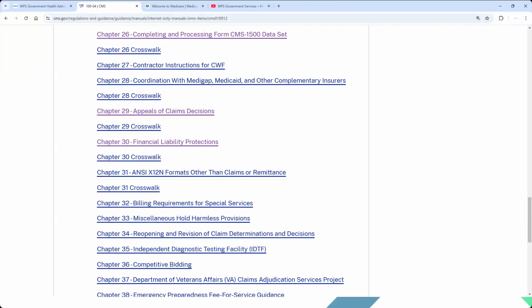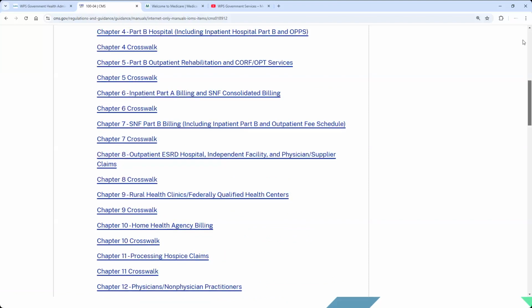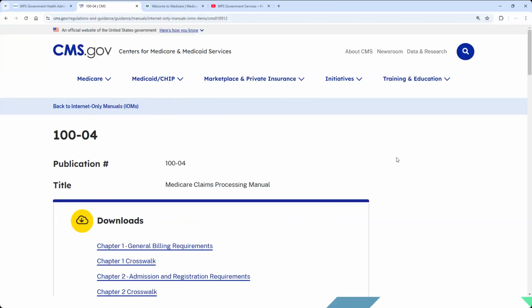The second part of that question said, how do I know if something is not medically necessary, which can lead to an appeal if it's denied? So kind of a complex, interesting item there. I'm going to leave the internet-only manuals, and we're actually going to move on to our next slide, and this is the Medicare coverage database.